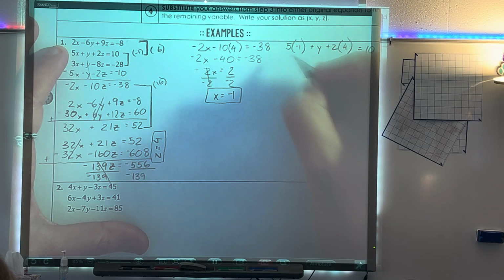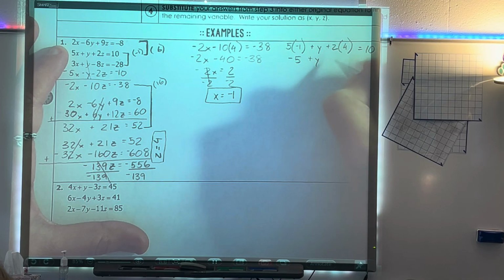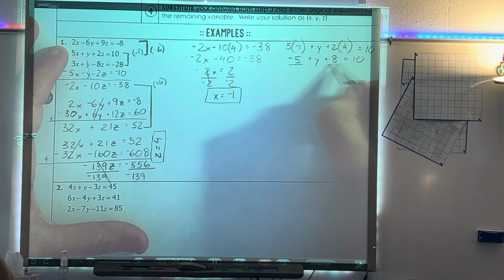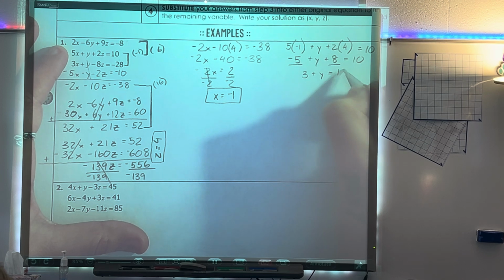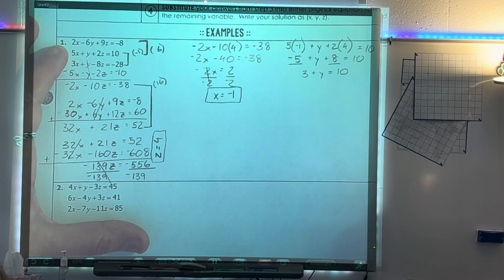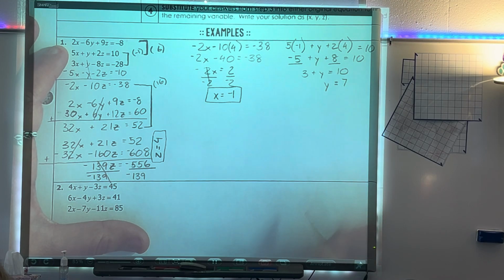So 5 times negative 1 is negative 5, plus y, plus 2 times 4 is 8, is equal to 10. Combine like terms over here. So negative 5 and 8 is positive 3, plus y is equal to 10. Subtract my 3 over there. So y then is equal to 7.